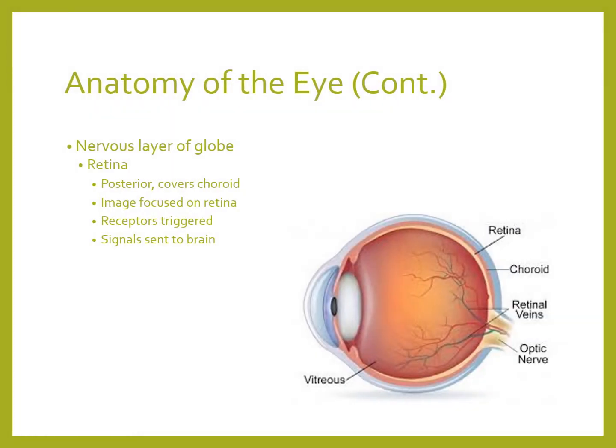Lastly, the nervous inner layer of the eye is called the retina, and it's only present posteriorly. Remember, posterior is the back of the eye. It will only cover the choroid. The retina has sensory receptors called rods and cones. These respond to images and send signals to the brain for recognition.